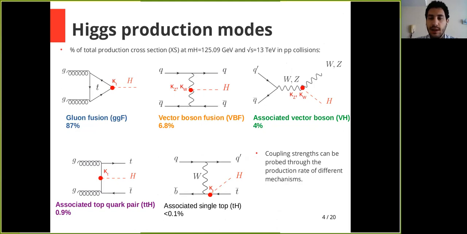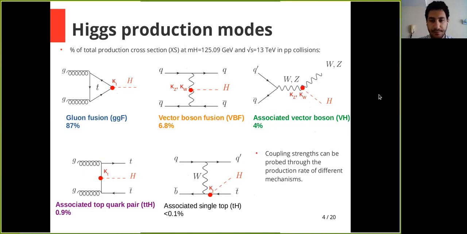Studying the production rates is important because it can give us access to the couplings to the other particles. For example, gluon fusion and the associated production with top quarks can give us information about the top Yukawa coupling, while vector boson fusion and the associated vector boson production can give us access to the vector boson couplings.